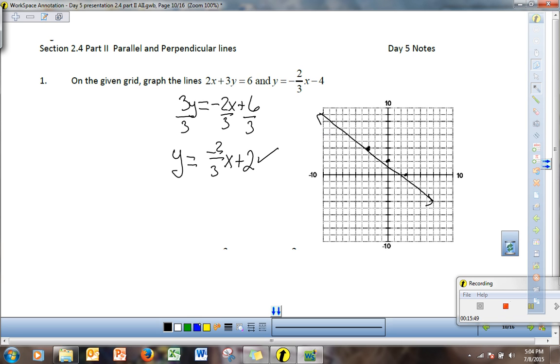Let me switch colors. And let's graph this guy now. I'm going to start down here at negative 4. I'm going to go down 2 and over 3. And I'm also going to go up 2 and over 3. Let's connect those dots. And of course put my arrows on there. I missed my dots a little bit, but that's okay. What do you notice about those two lines? I'm hoping that you say that they are parallel.